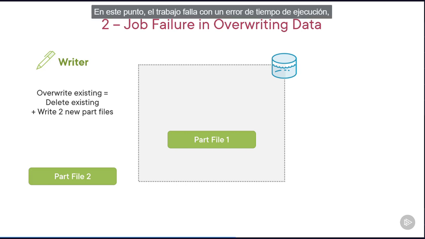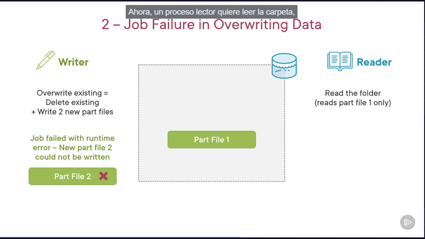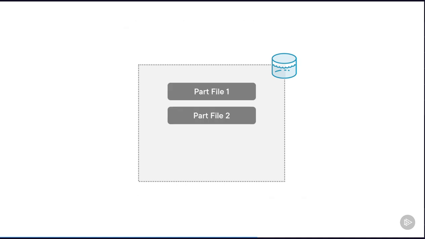At this point, the job fails with a runtime error, so the second file could not be written. Now a reader process wants to read the folder, so it will only read the new part file 1. This means it's reading inconsistent data and we have lost the previous data as well. So this failed job has broken atomicity and consistency, and durability is not provided because existing data is lost.